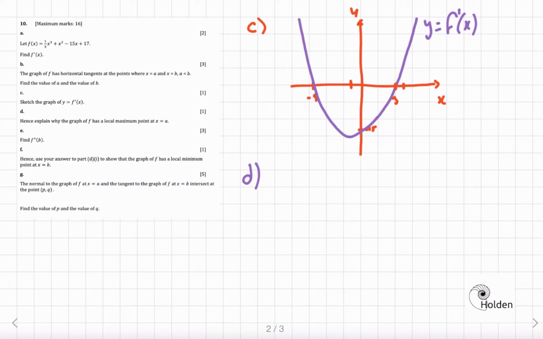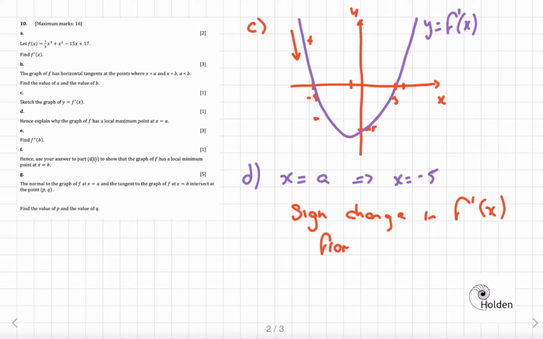D: hence explain why the graph of f has a local maximum at x equals a. x equals a implies that x equals negative 5. Looking at the graph above, we can see that as we approach, f prime of x has positive values, so it tells us that f has a positive gradient. After this point, we've moved into the negative. So there's a sign change in f prime of x from positive to negative.